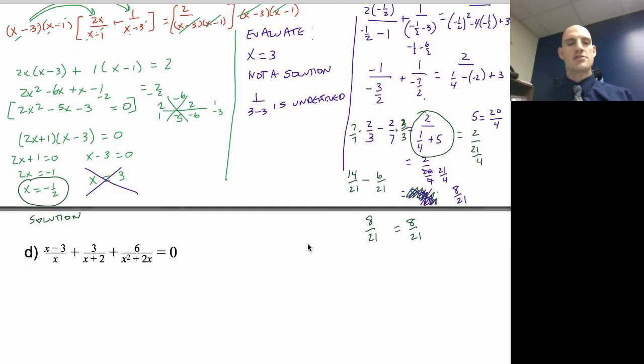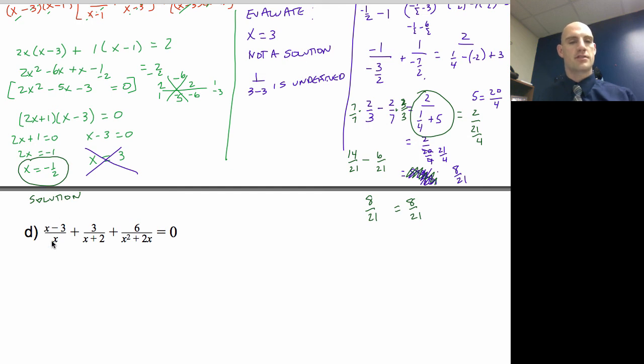All right, I'm going to let you try this one. It's got a little trick at the end there. So you've got x plus 2, and then x squared plus 2x. You're probably going to want to factor this one, and you're going to want to multiply by that least common denominator to see what your solutions are.